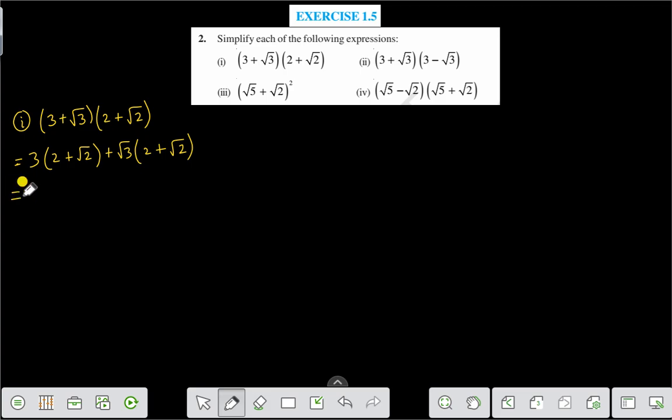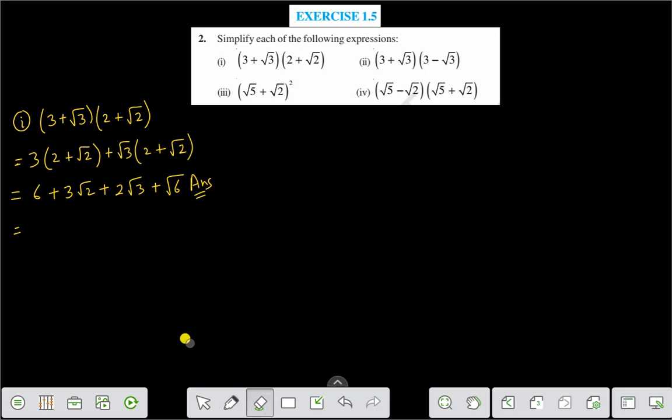Now 3 into 2 is 6, plus 3 into root 2 is 3 root 2, plus 2 into root 3 is 2 root 3, plus root 3 into root 2 is root 6, right? Therefore we are getting 6 plus 3 root 2 plus 2 root 3 plus root 6. Now we cannot add any with anyone, therefore this is the answer of question number 1.